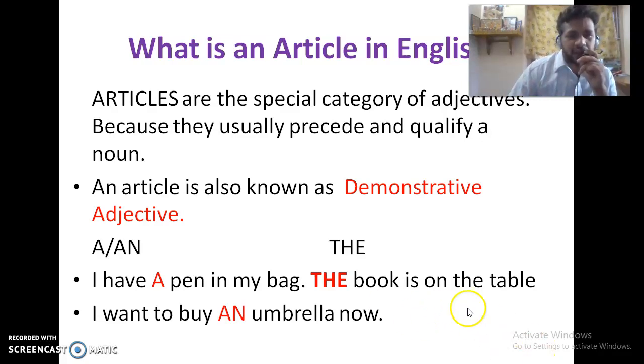So an article is also known as a demonstrative adjective. If somebody asks you what you mean by article, you can define that an article is nothing but a demonstrative adjective, that is a type of adjective. Here, simply, article means a and the.